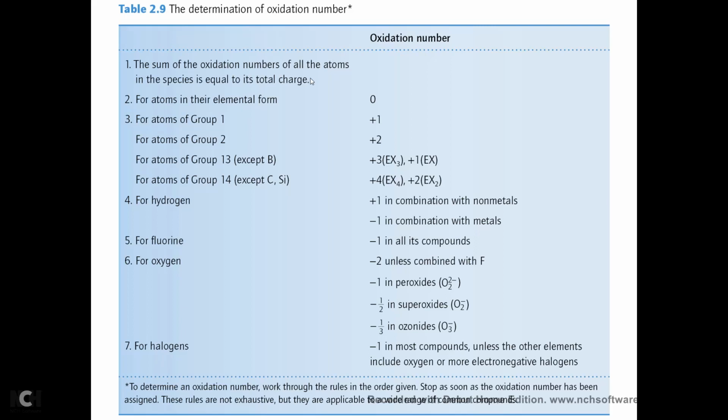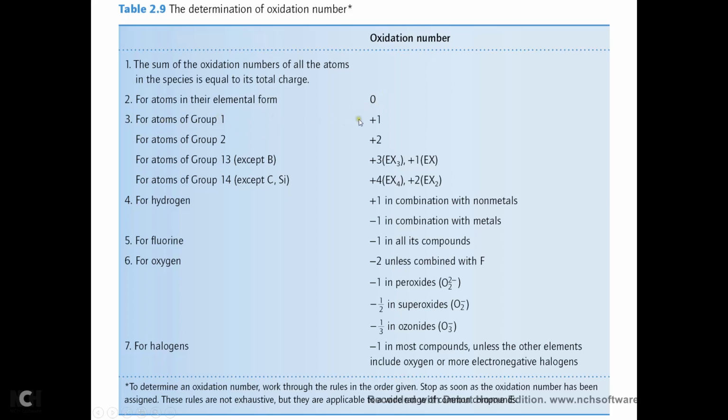Phosphate, PO4 3-, has a 3- charge, and therefore the oxidation numbers of this phosphorus and the 4 oxygen atoms together should be -3. All right. For atoms in their elemental form, that's 0. So in O2, N2, H2, or a piece of metal such as sodium, the oxidation number is 0. All right, Br2, that's an element, so 0.